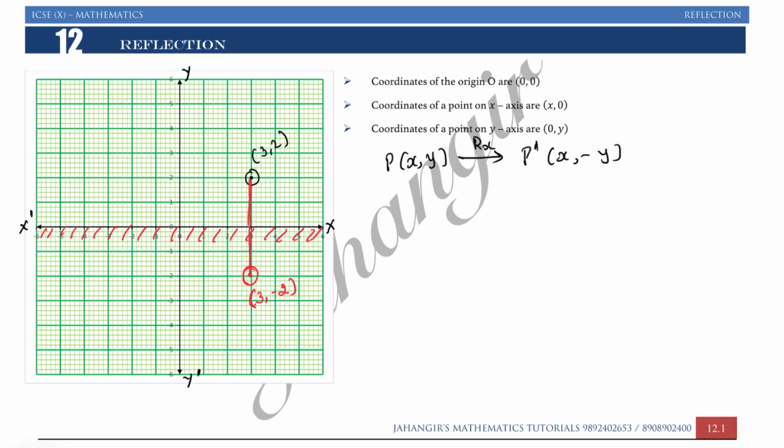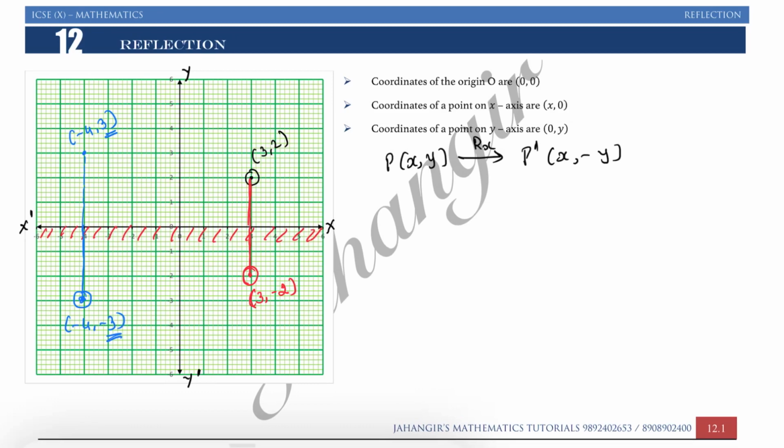Let's take one more point, minus 4 comma 3. If you have to reflect it in the x-axis, here the gap is 3, and its reflection is at exactly the same distance from the mirror line. You will get the point minus 4 comma minus 3. See, only the y coordinate sign has changed. So when you reflect any point in the x-axis, its y coordinate changes sign.